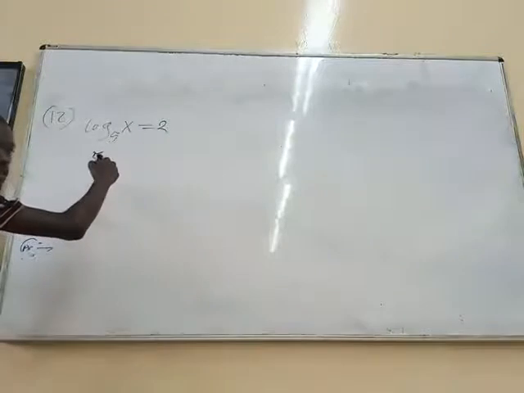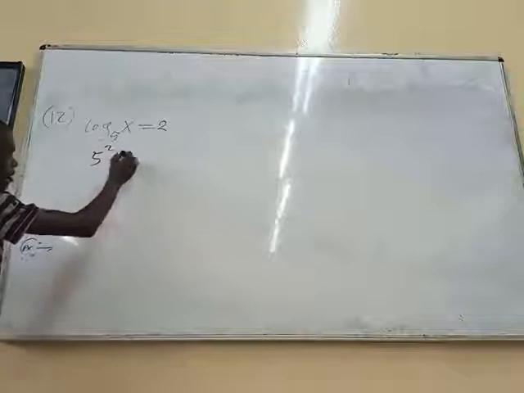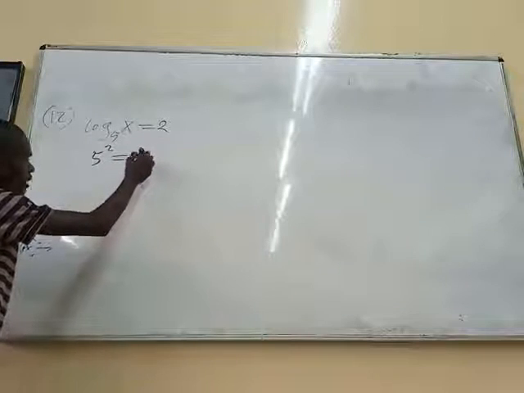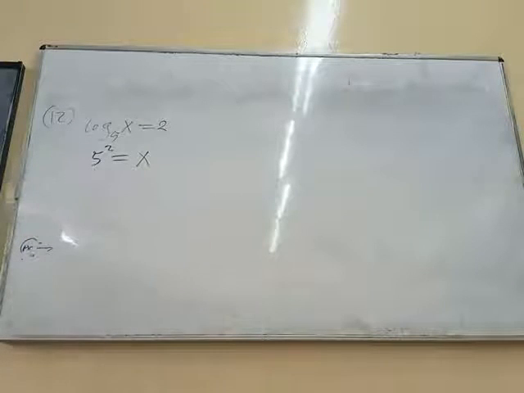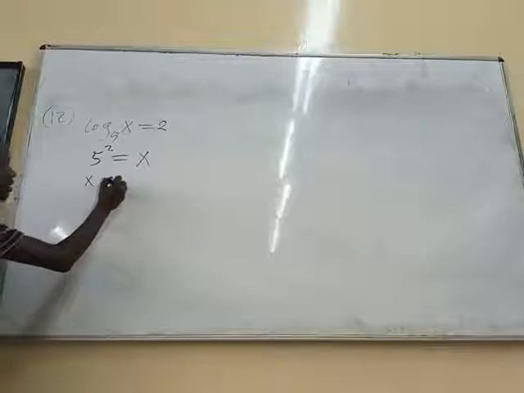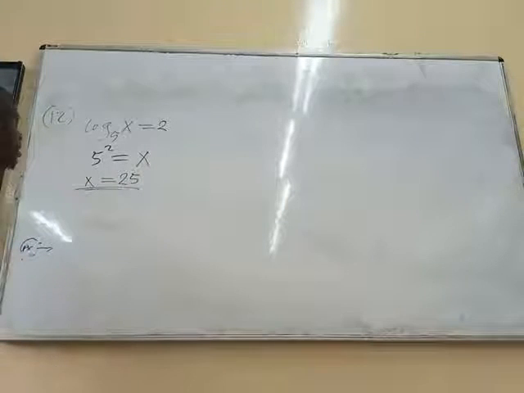So this will look like this. You put a 2 there, and then you say equals, you put the x there. And we know that 5 squared is nothing but 25. So this is our first question.